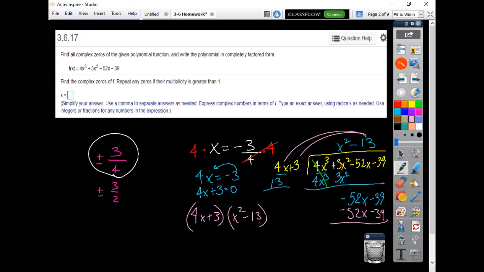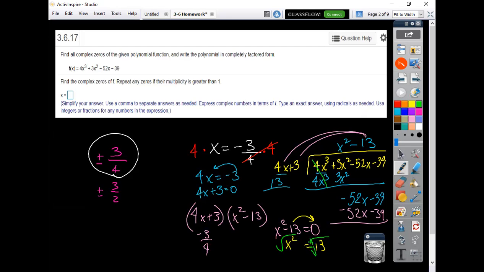We don't need to use an i here because we're not going to have an i in here. It says simplify your answer, use commas to separate. Find the complex zeros. Oh, complex. So we're not going to have an imaginary number. But one of my zeros was the negative 3/4 from here. But then when does x squared minus 13 equal 0? If you add the 13 to the other side, you're going to have x squared equals 13. And then when you square root both sides, don't forget to do what? Put a plus or minus in front.